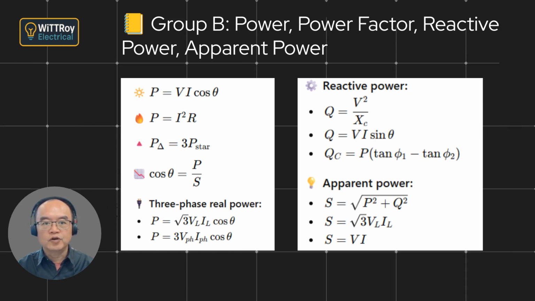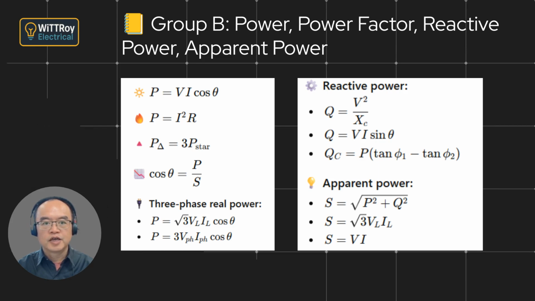Now we go to the next formula. The formula is P equals root 3 VL IL cos theta. This formula is used to calculate real power in a three-phase system using line voltage and line current. P is real power in watts. VL is line voltage in volts.